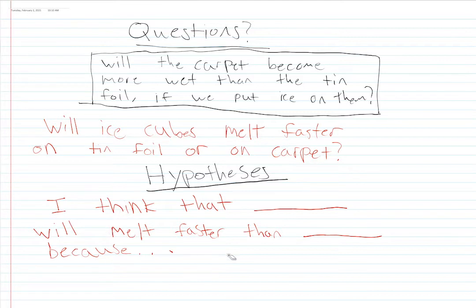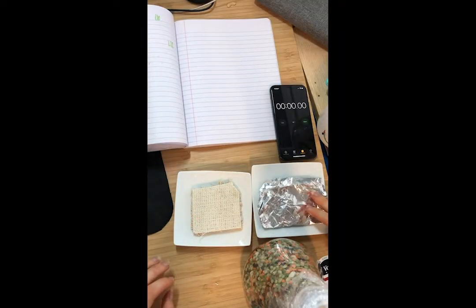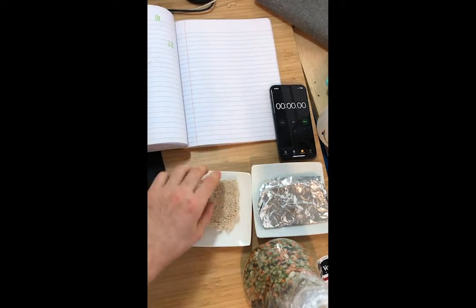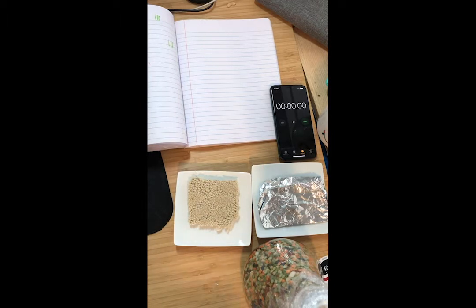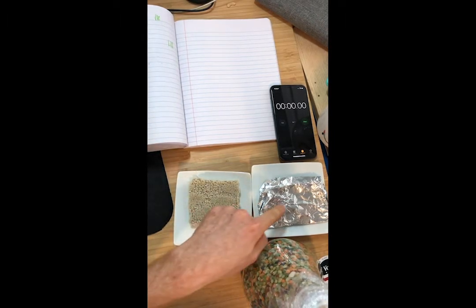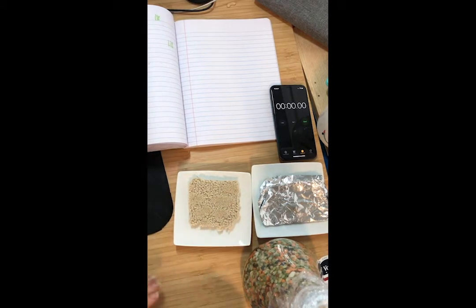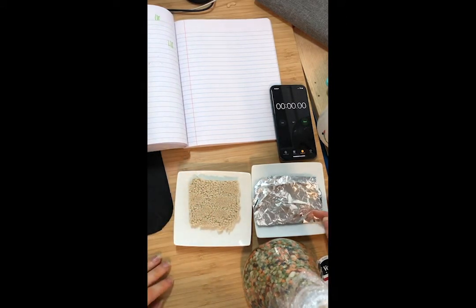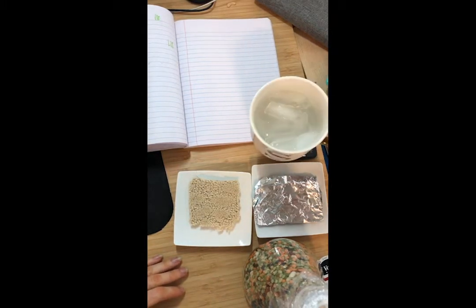You all made hypotheses, okay? It's time to do our experiment. For our experiment, what we're going to do is put our two objects, our carpet and our tinfoil, on plates so that we don't make a mess. Okay, you might want to use some bigger plates. I have these ones. You're going to get some ice.